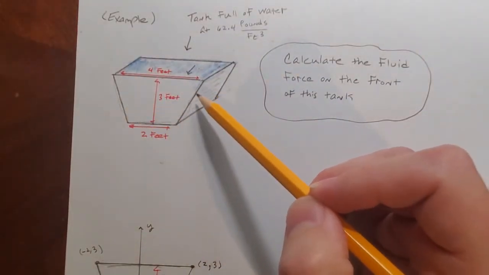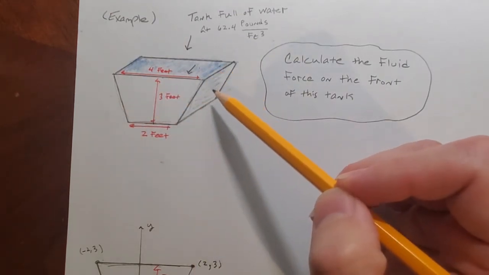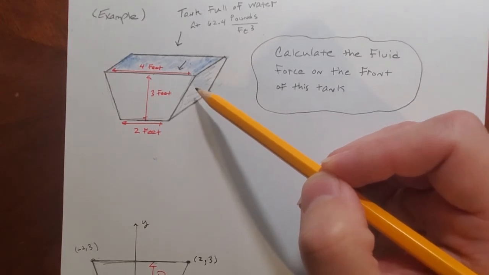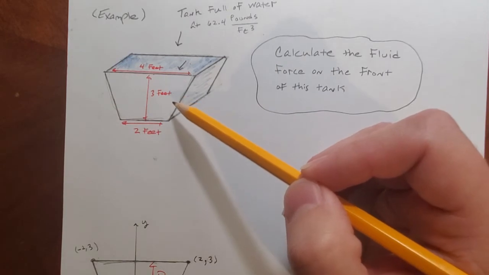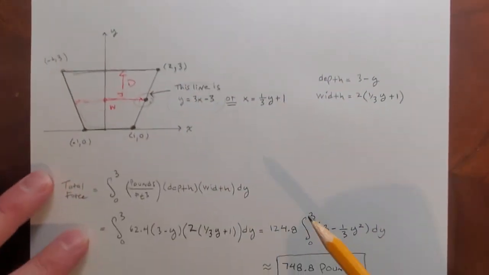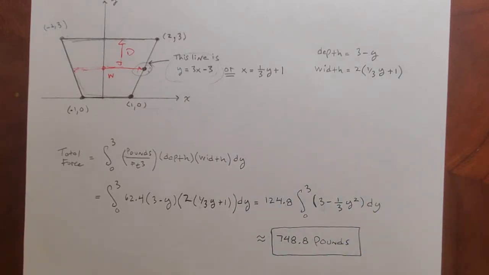Now remember, the sides, that would be different. The sides are not vertical with respect to the fluid, so this technique doesn't apply to them. But you know, the back, that's just like the front. It's symmetric as far as that goes. You could use the same method for the back. You get the same answer. Okay, but for the front, that's what it is.